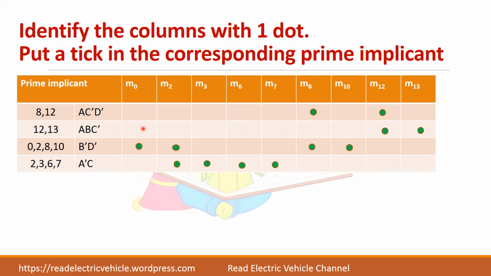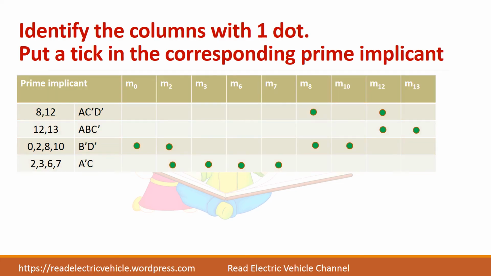Okay, first step is over. So first step you have to write all the minterms, and then in the corresponding column for this 8, 12 you put a dot. Okay, this is over.